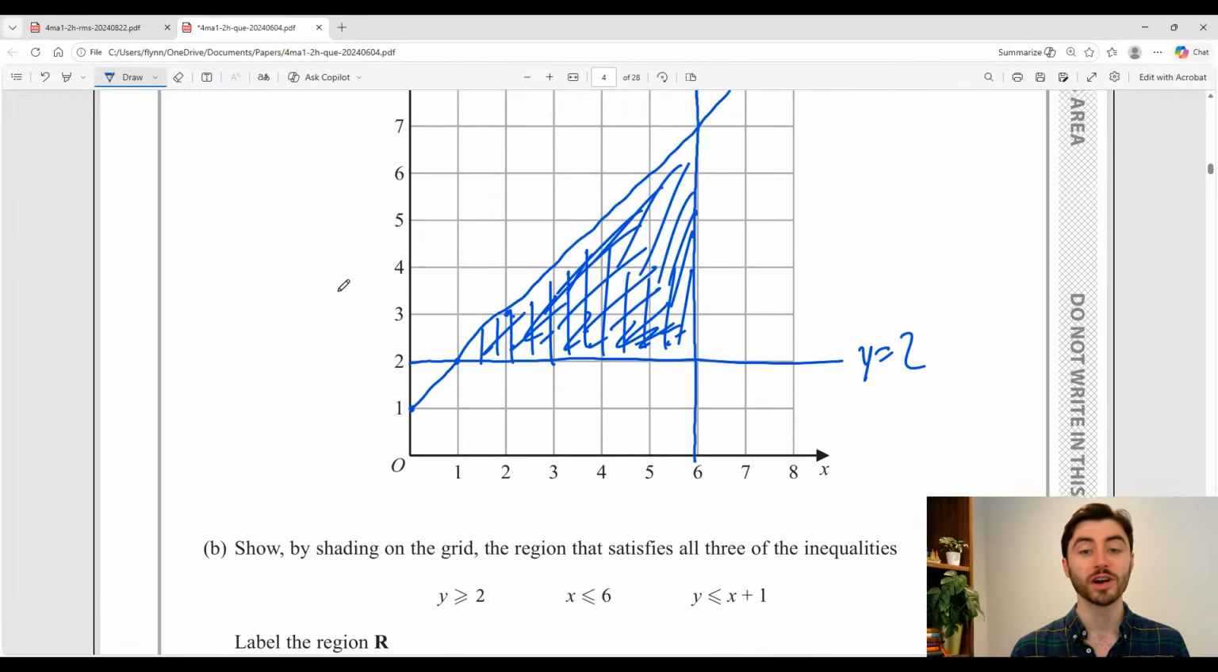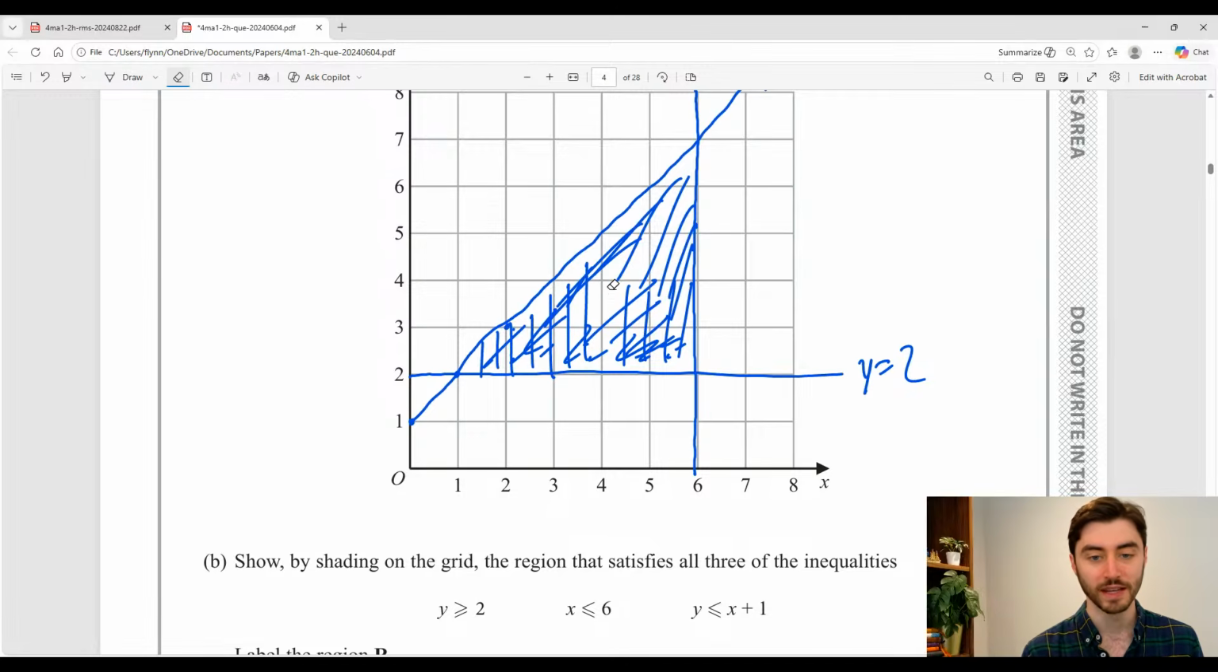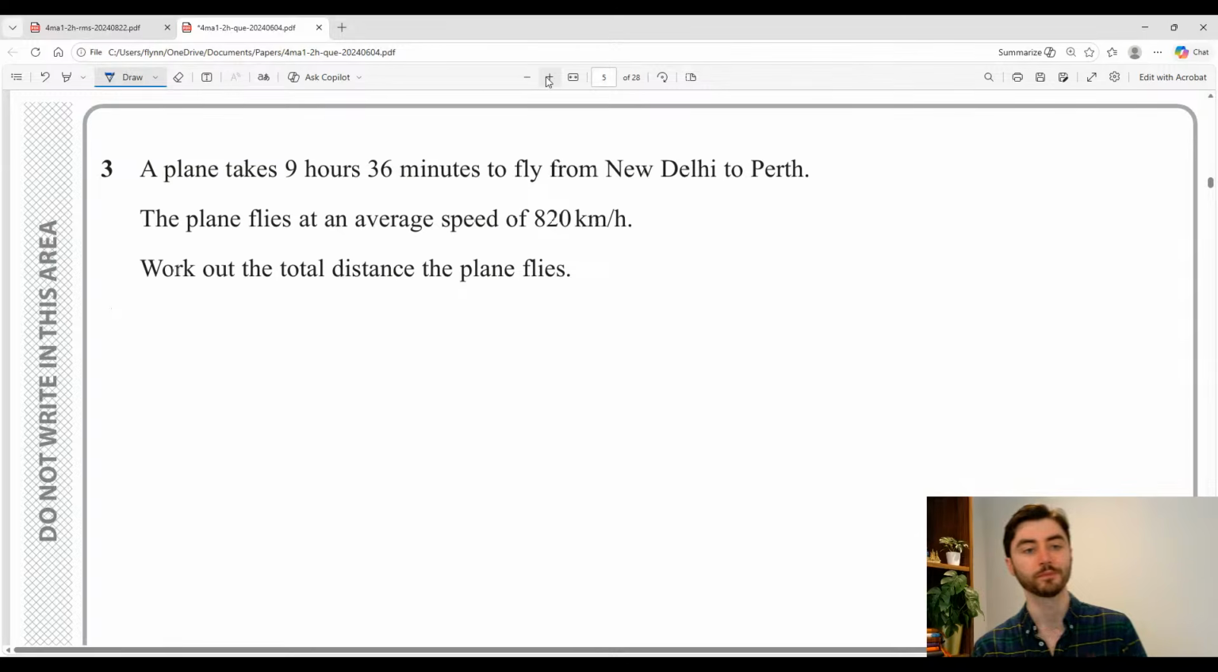So label this region R. I did not do that. Let me clear some space to actually fit in R. Perfect. So then question 3.